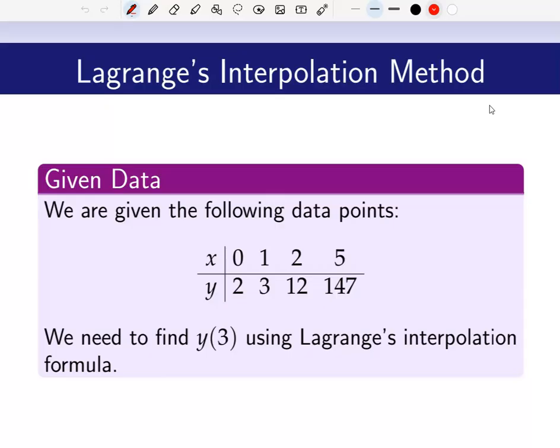Here x is equal to 0, y is equal to 2. At x is equal to 1, y is equal to 3. At x is equal to 2, y is equal to 12. And at x is equal to 5, y is equal to 147.